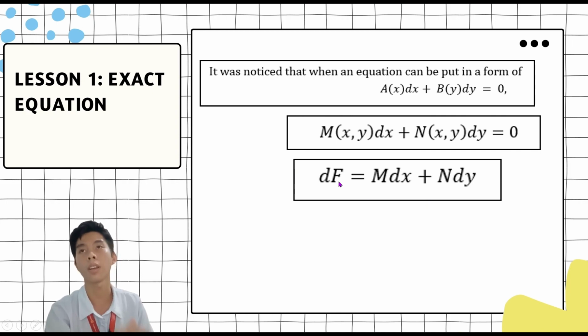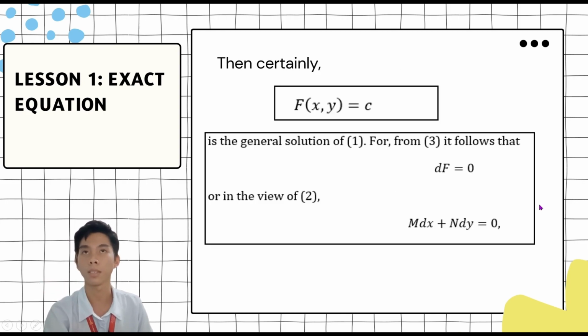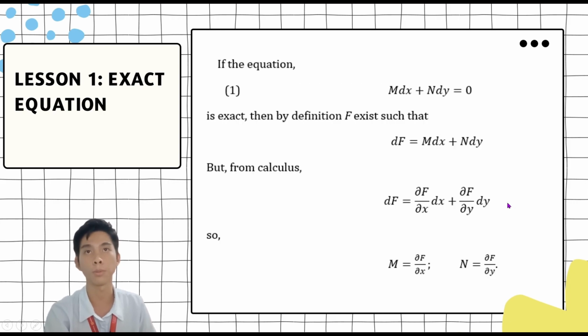df, wherein f is in the form of x and y, is equal to M dx plus N dy. Then certainly f(x,y) is equal to c, a constant, is the general solution of our equation number 1, which is this one. From equation 3, it follows that df is equal to 0, or in view of equation 2, M dx plus N dy must also be equal to 0.